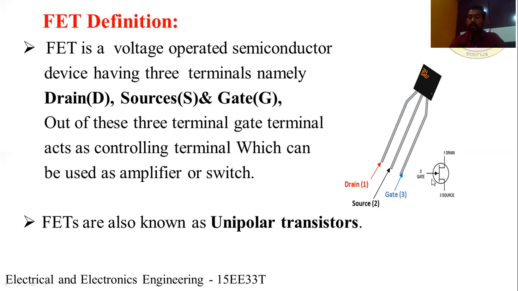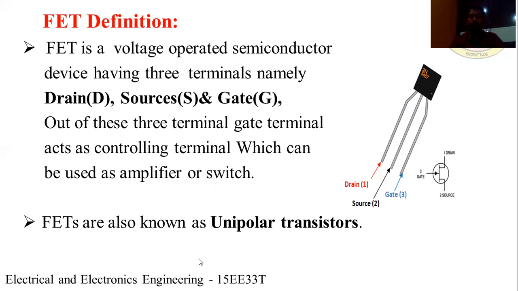Here, the gate and source voltage is applied between the 2 and 3 terminals, that is source and gate terminals. The output ID current is obtained from this terminal. FETs are also known as unipolar transistors. Unipolar transistor means the current conduction takes place only from the majority charge carriers, either holes or electrons.